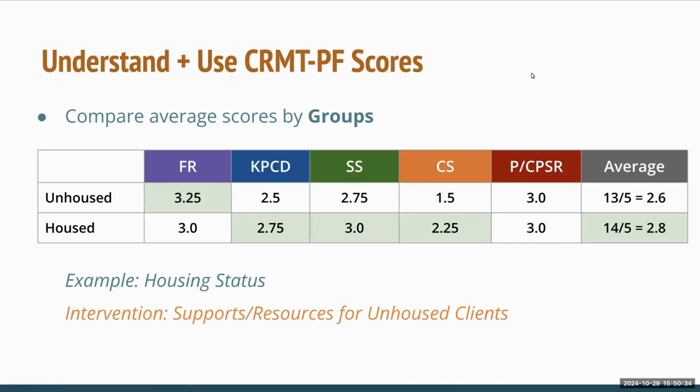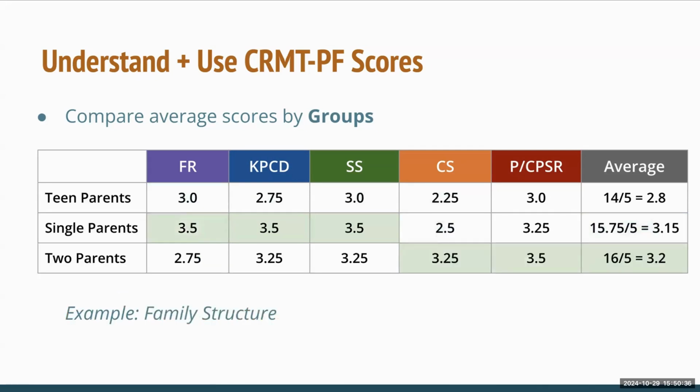In this example, perhaps what you would do is make sure you are providing additional resources or supports for your unhoused clients. In this example, we are grouping the families by family structure. Here, it appears that single parents are doing well compared to their counterparts in family resilience, knowledge of parenting and child development, and social supports. And two-parent families are doing better with concrete supports and with relationships between the caregiver and program staff. Teen parents, on the other hand, are scoring lower on average on 4 of the 5 protective factors. As a group, they may need more or different supports.